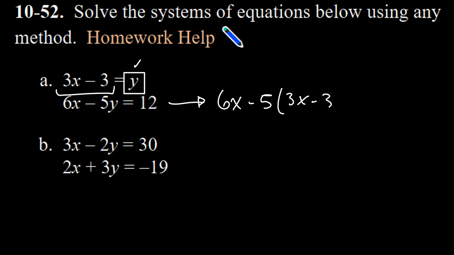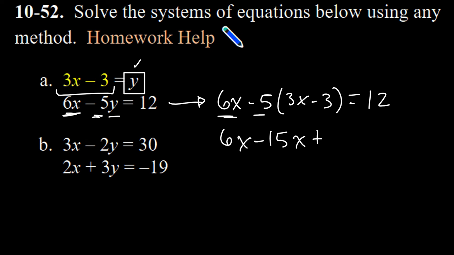3x minus 3 is equal to 12. Perfect. So again, you can see the 6 times x, the negative 5, the y, playing the part of y is not y, but 3x minus 3, and then equals 12. So cleaning this up a bit using the distributive property, I'll write 6 times x minus 15x, and then plus 15 equals 12.